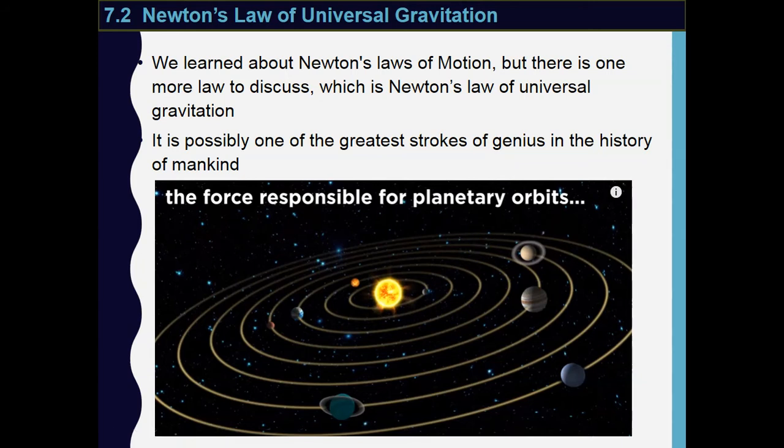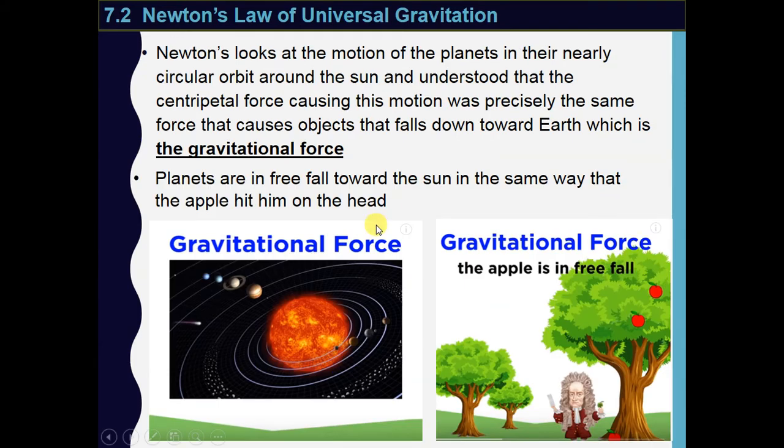So for sure it is the gravitational force. Newton looks at the motion of the planets in their nearly circular orbit around the sun and understood that the centripetal force causing this motion was precisely the same force that causes objects to fall down toward Earth, which is the gravitational force. He said that the centripetal force here is the gravitational force. He conducted an experiment to prove that, a thought experiment. We will see it later.